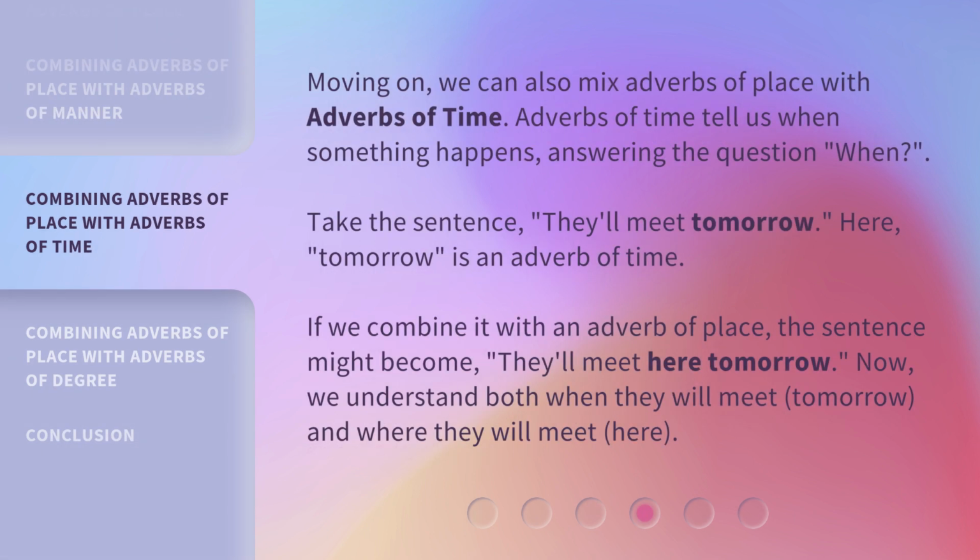Moving on, we can also mix adverbs of place with adverbs of time. Adverbs of time tell us when something happens, answering the question, when? Take the sentence, they'll meet tomorrow. Here, tomorrow is an adverb of time. If we combine it with an adverb of place, the sentence might become, they'll meet here tomorrow. Now, we understand both when they will meet, tomorrow, and where they will meet, here.